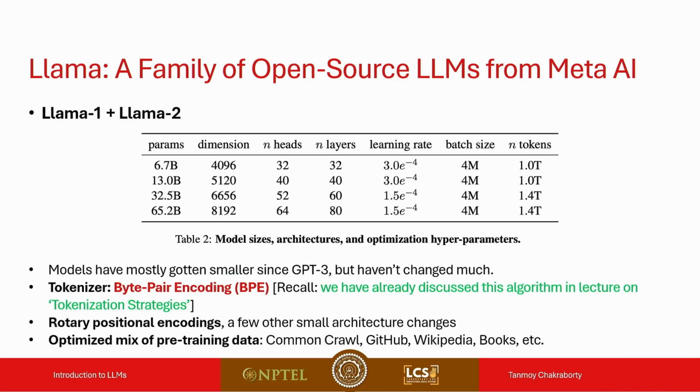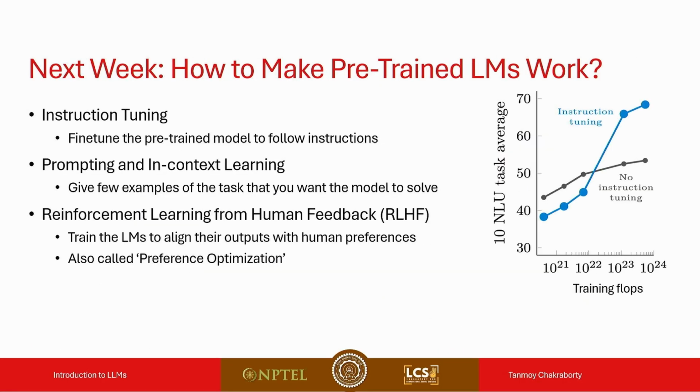LLaMA, the same thing. LLaMA is open source. You can still look at the model parameters. There is LLaMA 1, 2, LLaMA 3 is still available, right? Different parameters, dimensions, increasing dimension, number of heads, increasing number of heads, right? And they use byte pair encoding. This is also something that we discussed earlier. And they use rotary position encoding. This is also discussed. And the dataset that they used is Common Crawl, GitHub data, Wikipedia data, books data, and so on.